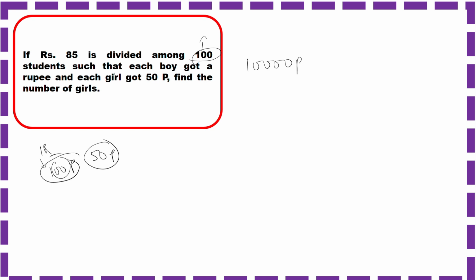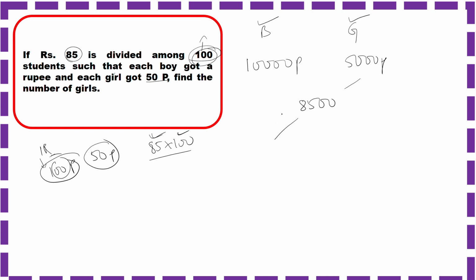And if we assume all these 100 students to be girls, then 100 into each girl is getting 50 pies, so 100 into 50, that is equal to 5,000 pies. This is for boys, this is for girls. We are assuming all the 100 to be boys, and here we are assuming all the 100 to be girls. And what is the mean one? 85 rupees, right? So 85 rupees into 100 pies, because the value of each rupee is 100 pies. So 85 into 100 is equal to 8,500.